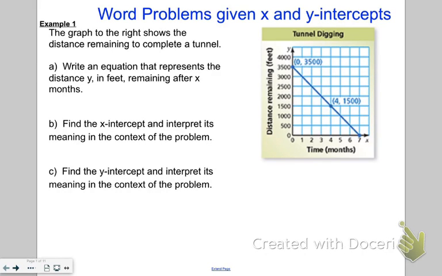This is the video for topic 4 part 2. So more word problems, but this time we're given the x and y intercepts. The graph on the right shows the distance remaining to complete a tunnel.